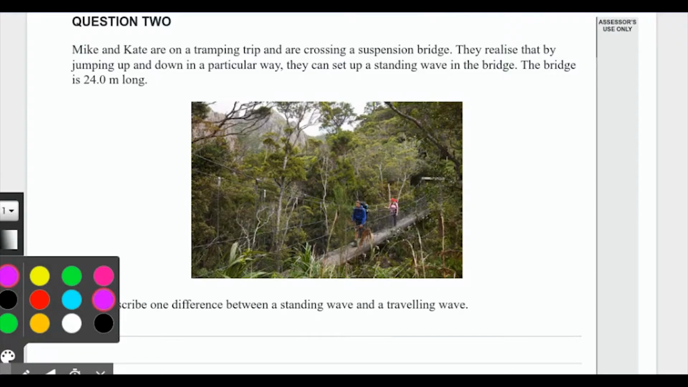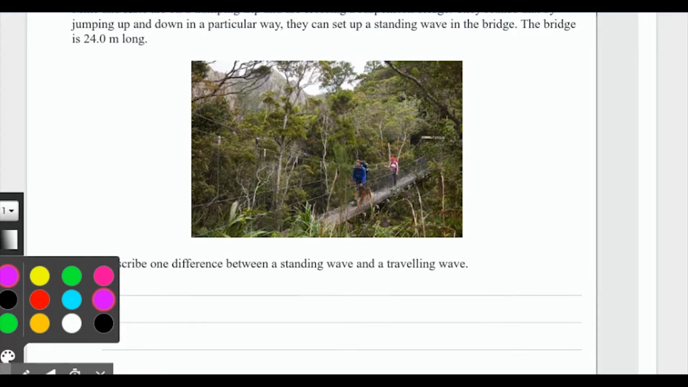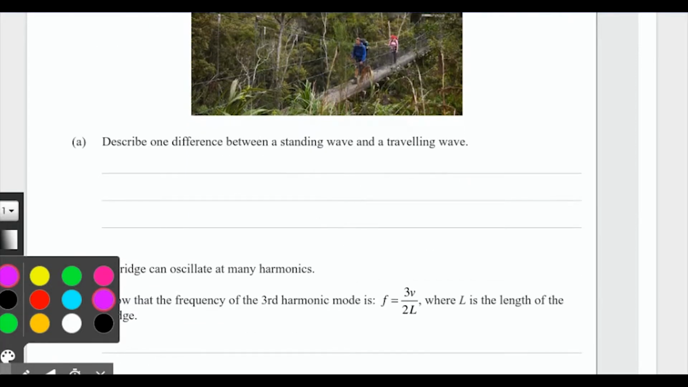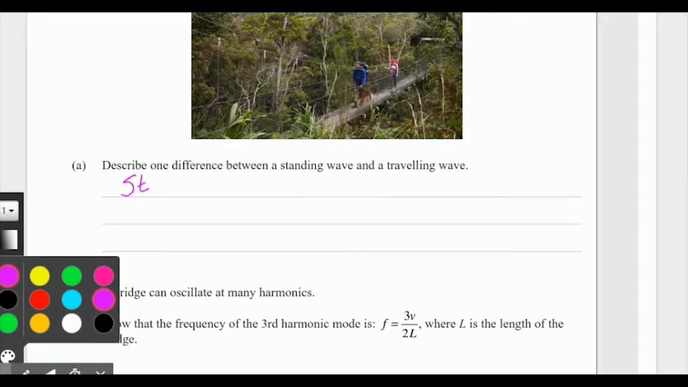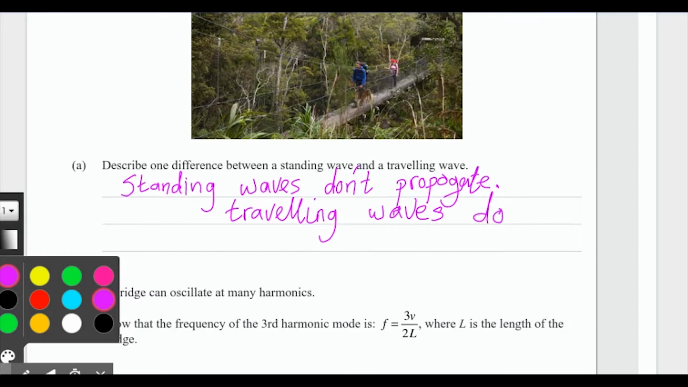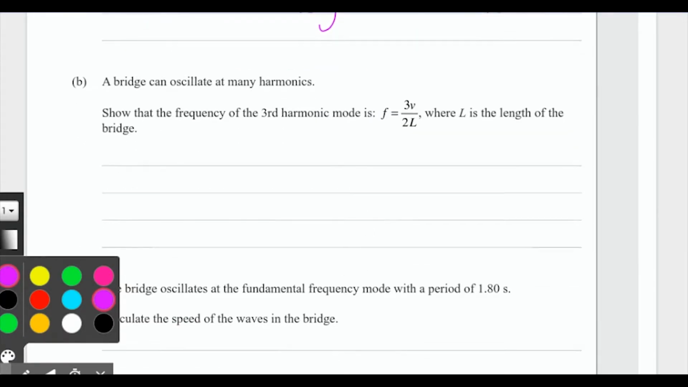Okay, question 2. Mike and Kate are on a tramping trip and are crossing a bridge. They're jumping up and down, standing waves. The bridge is 2.4 meters long. Okay. Describe one difference between a standing wave and a traveling wave. Well, standing waves are stationary. Or rather, standing waves don't propagate. Traveling waves do.